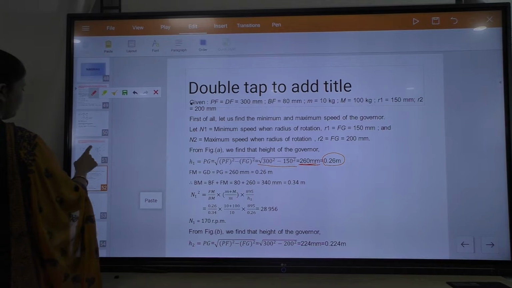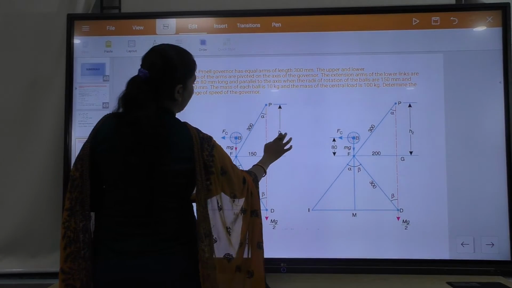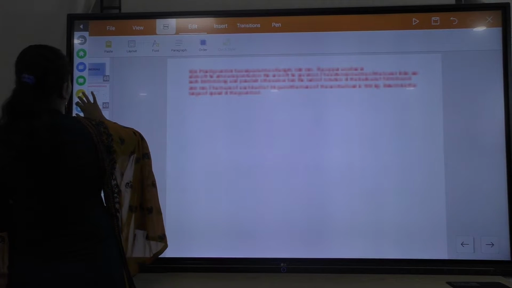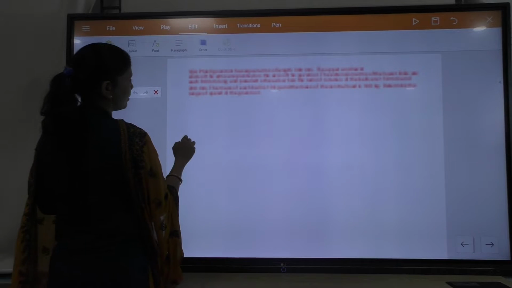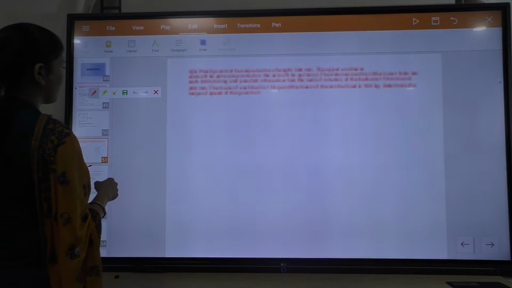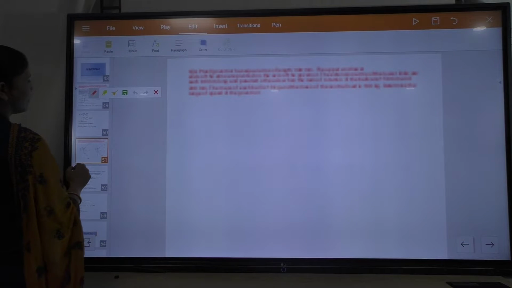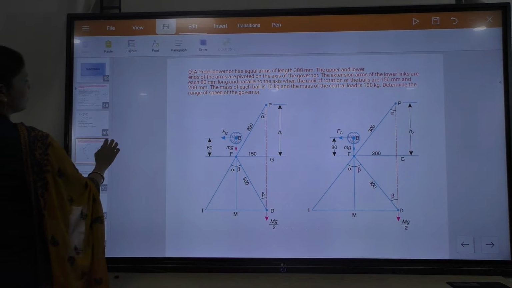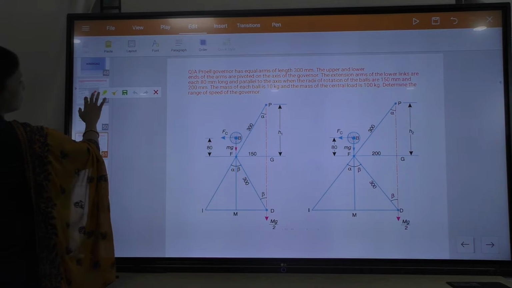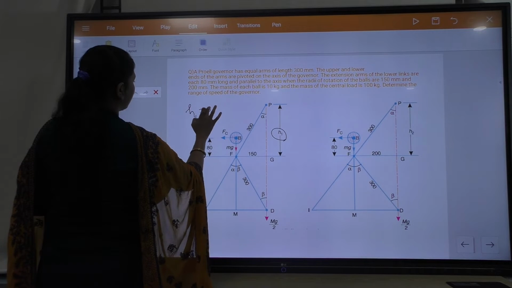Okay. So, the value of this H1 is 0.26 meter.